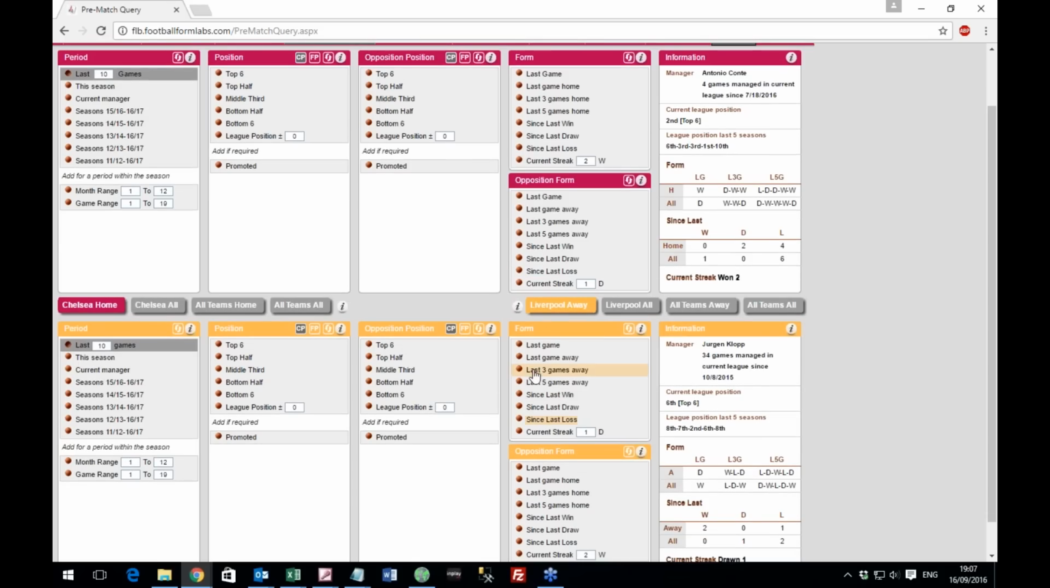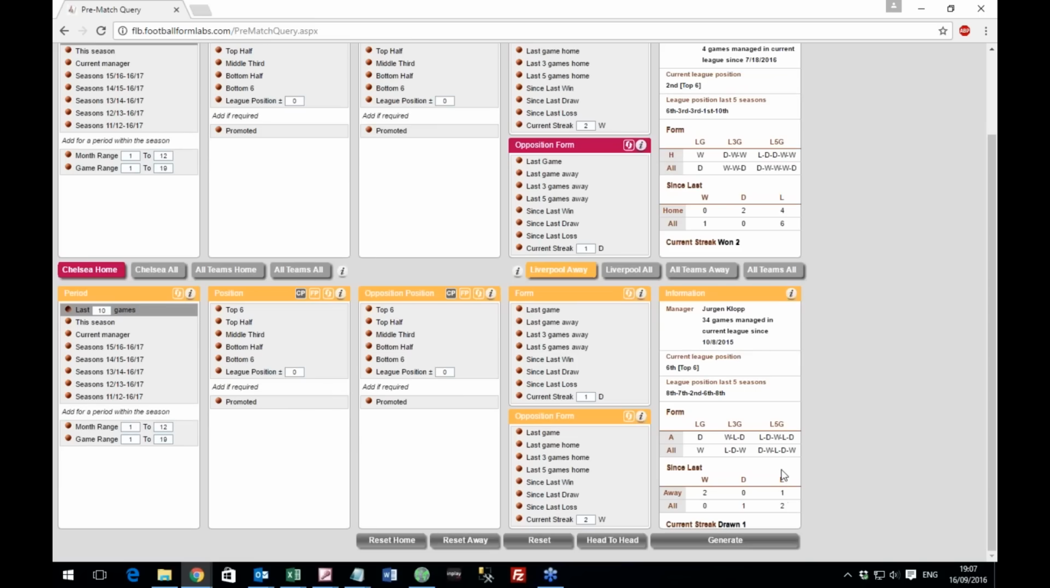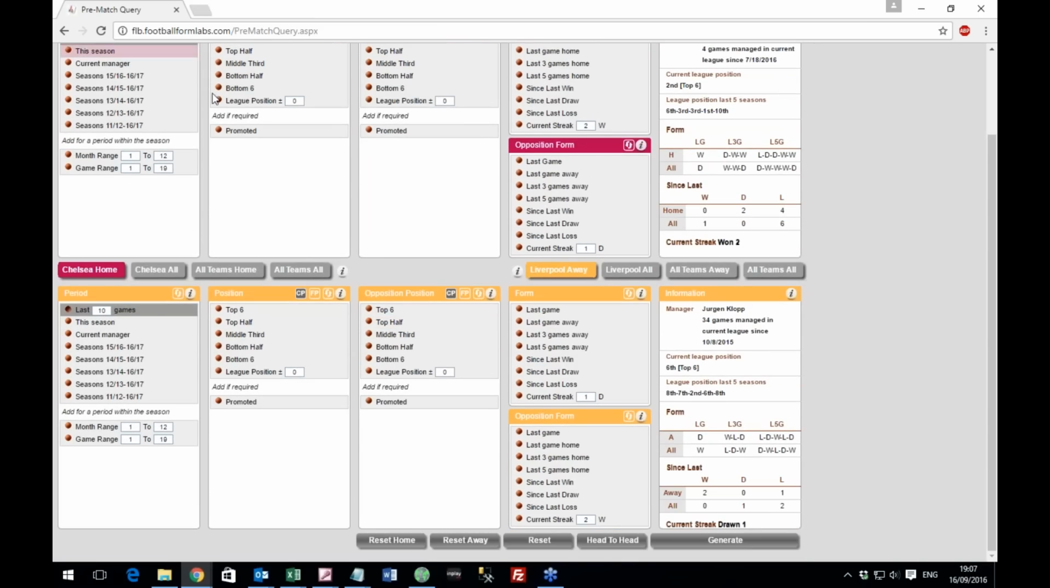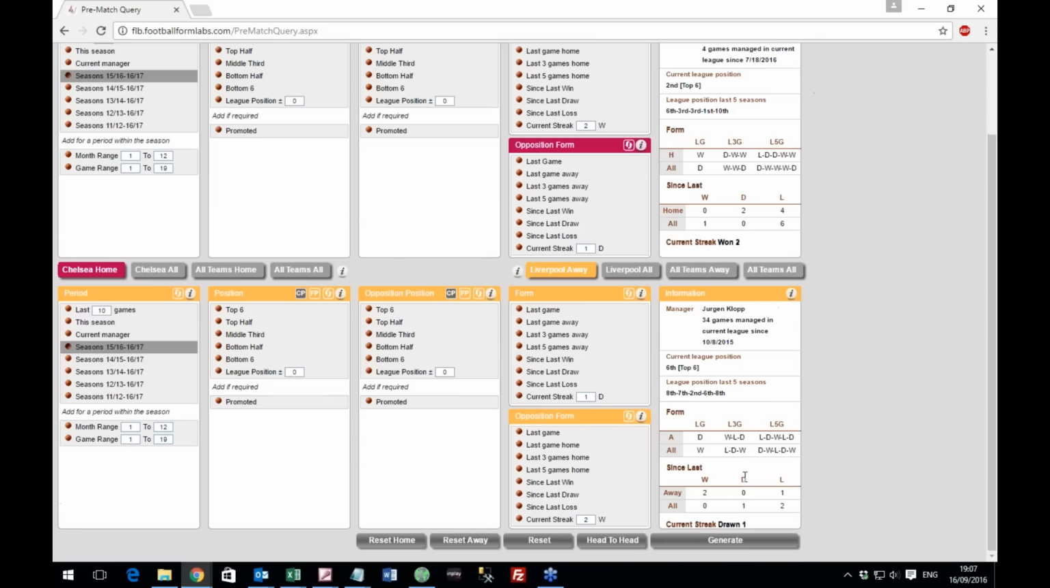And then there's some information on the right side about the clubs. Firstly, about the manager, it's interesting that Klopp's now been in charge for 34 matches and been there for pretty much a year and a couple of weeks. Just some form below, the current streak they're on, in their home and away games respectively. So the standard query that we usually do is just looking at the seasons 15 to 16, so last season to this season, home and away.